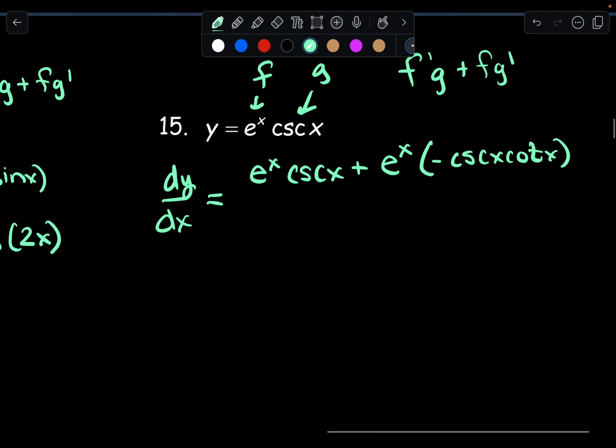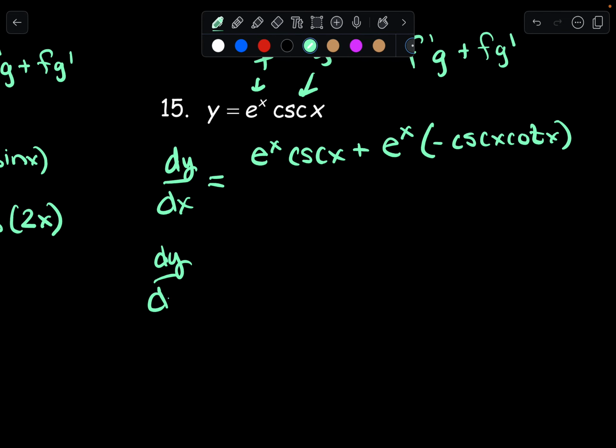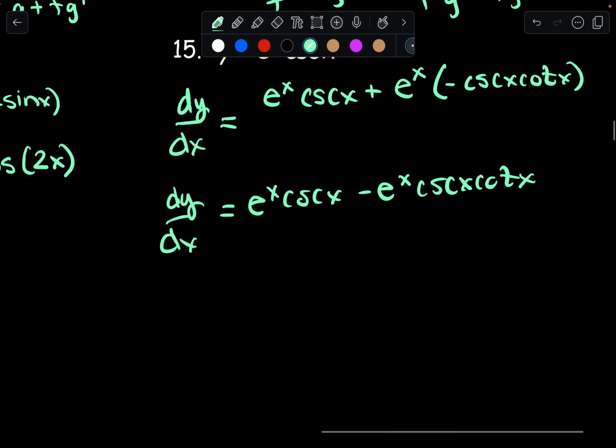All right, I don't know why I wrote that like there would be a quotient. There isn't. So if we clean this up a little bit, we have dy dx is equal to, let's see, e to the x cosecant x minus e to the x cosecant x cotangent x. All right, so we can factor a couple things out. We can factor out an e to the x and a cosecant x.